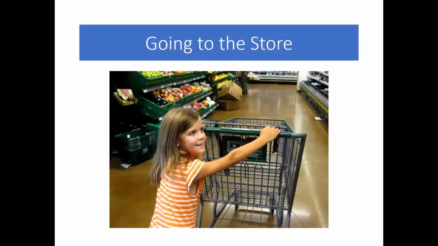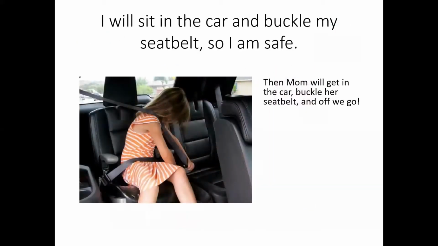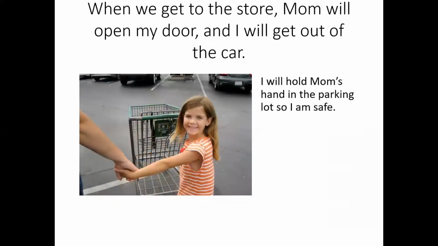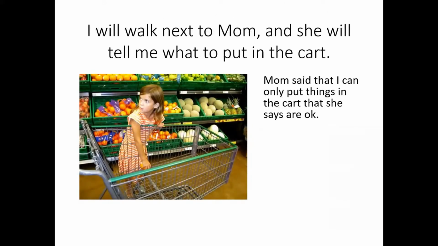So here's another example of a social story, which was helping a child with knowing what to do or what to expect when they go to the store. So, going to the store. It's time to go to the store. I need to put on my shoes and coat. I will sit in the car and buckle my seatbelt so I am safe. Then Mom will get in the car, buckle her seatbelt, and off we go. When we go to the store, I can open my door and I will get out of the car. I will hold Mom's hand in the parking lot so I am safe. I will walk next to Mom and she will tell me what to put in the cart. Mom said that I can only put things in the cart that she says are okay.